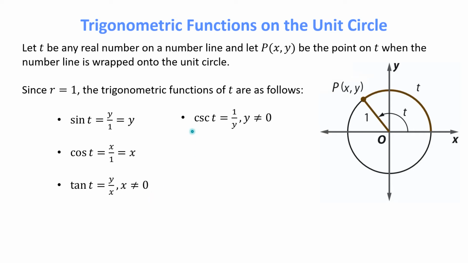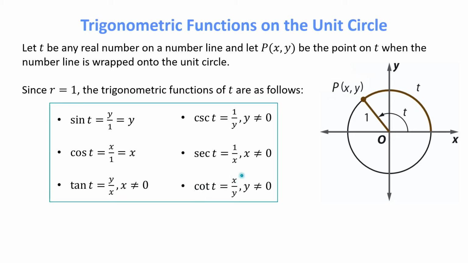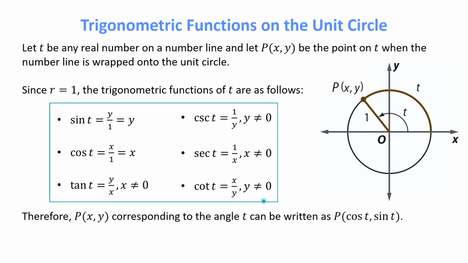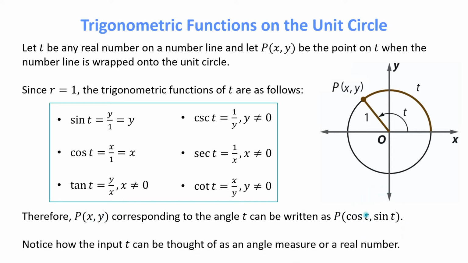And from this we have cosec t equals 1 divided by y when y is non-zero, sec t equals 1 divided by x where x is non-zero, and cot t equals x divided by y where y is non-zero. So therefore, the point P corresponding to the angle t can be written as P, where x is cosine of t and y is sine of t. And we have these here, sine of t equals y, cosine t equals x. So what does that mean? That means we think of x as being cosine of t and y as being sine of t.